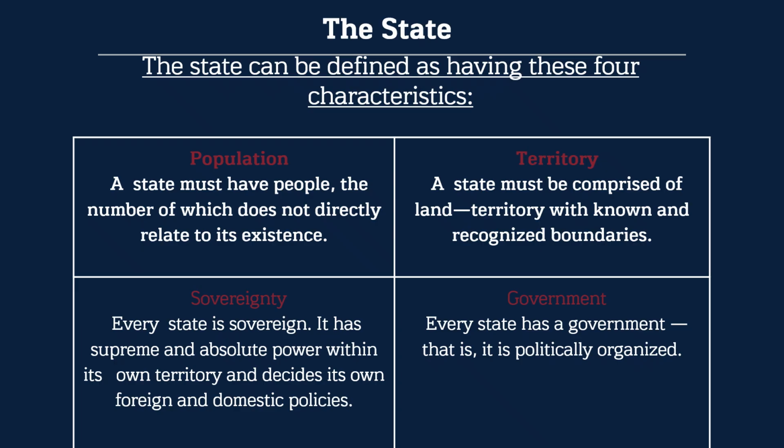The state can be defined as having four characteristics: population, territory, sovereignty, and government. For population, a state must have people, the number of which does not directly relate to its existence. A state must be comprised of land, territory known and recognized within its boundaries. Every state is sovereign, independent. It has supreme and absolute power within its own territory and decides its own foreign and domestic policies. And every state has a government that is politically organized.